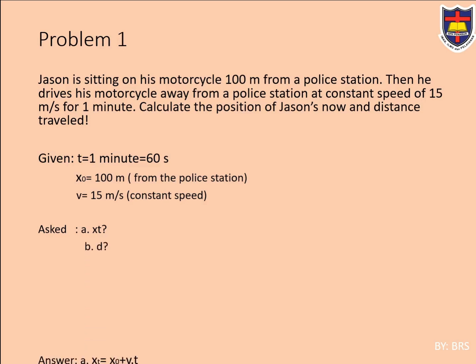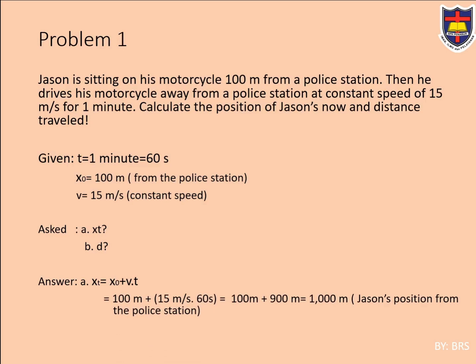Answer A: xt equals x0 plus v times t, which is 100 meters plus 15 times 60 seconds, equals 100 meters plus 900 meters. So the answer is 1000 meters. That is Jason's position from the police station. B: Distance traveled. d equals v times t. The velocity is 15 meters per second and the time is 60 seconds. So the distance traveled is 900 meters.